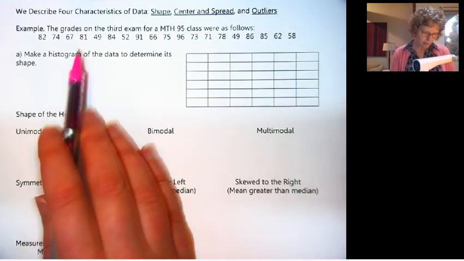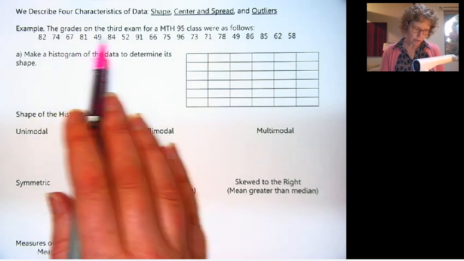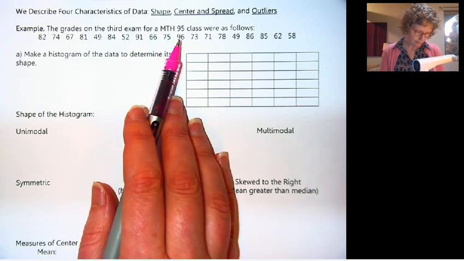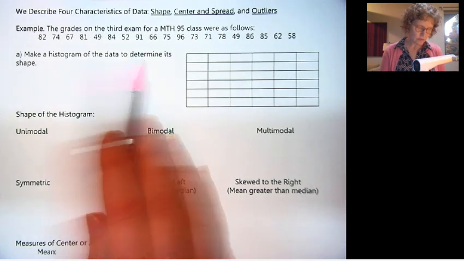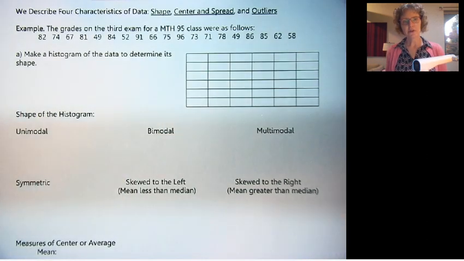Okay, so here's an example. We have grades on a 3rd exam for a Math 95 class, as follows. Make a histogram of the data to determine its shape. So we've made histograms before, and we need to make one again. Otherwise, that's the only way to tell the shape of this data.